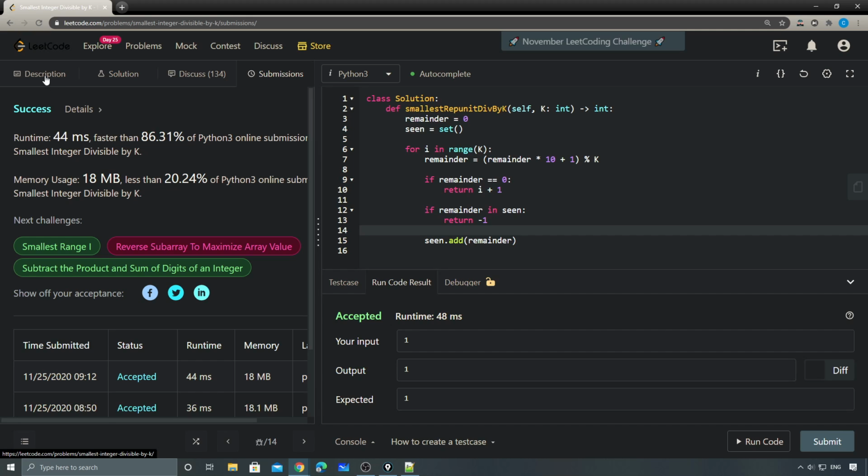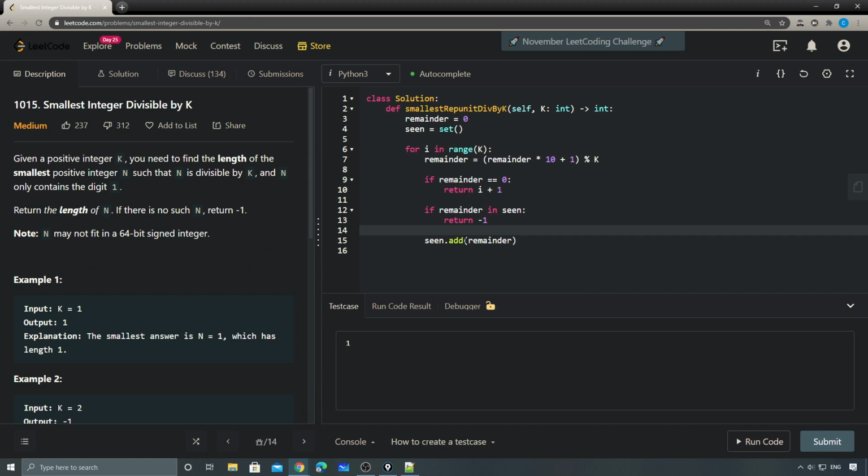All right, cool. So that's that, right? The time complexity, of course, is k, so O of k, and the space is O of k as well. And yeah, I think that's it for this problem.